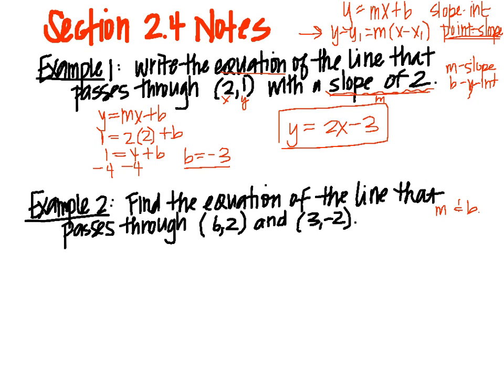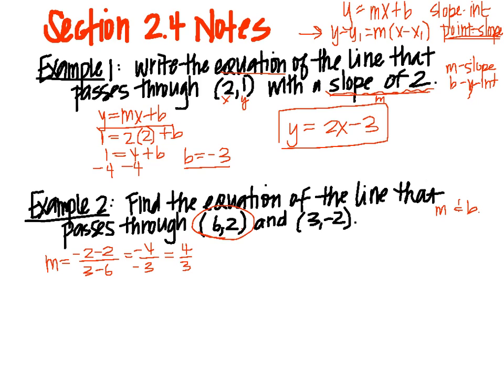They don't give me a slope, but I know with my 2 points, I can find a slope. So I take negative 2 minus 2 over 3 minus 6. So I have negative 4 over negative 3, which a negative divided by a negative makes a positive 4/3. Now, instead of taking this slope and a point and plugging it back into mx plus b like we did above, I'm going to plug it into point slope.